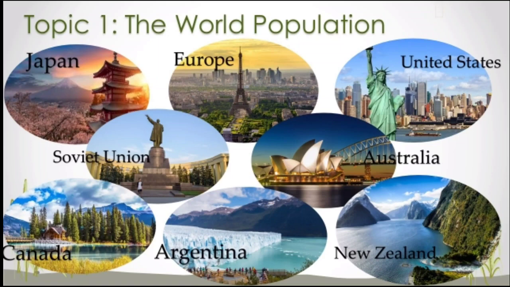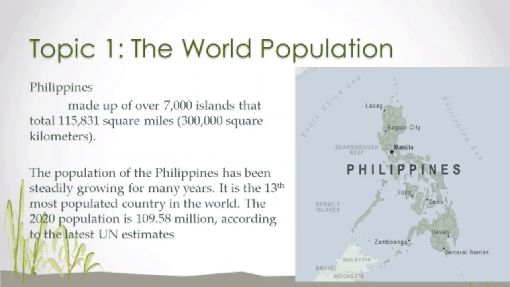So how about the Philippines and the population density of the Philippines? The Philippines is an archipelago made up of over 7,000 islands that total 115,831 square miles, or 300,000 square kilometers. Most of the islands are pretty small, but a few larger ones like Luzon and Mindanao account for a large portion of the surface area.